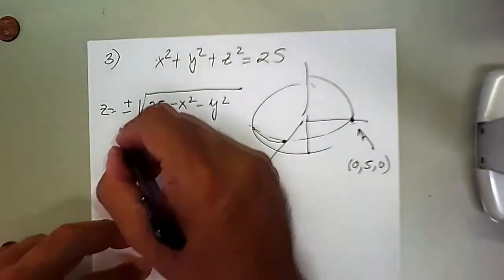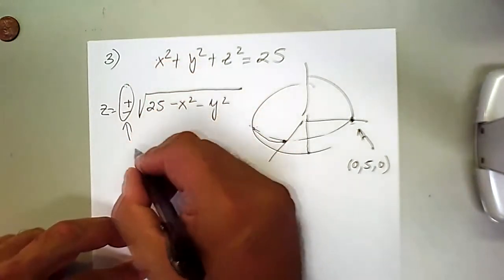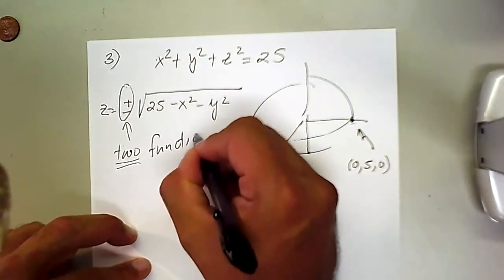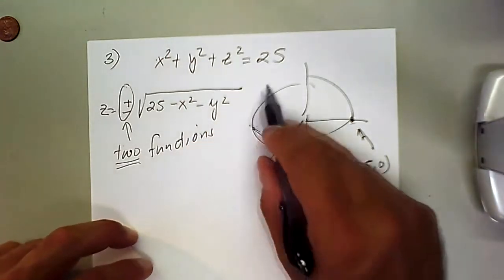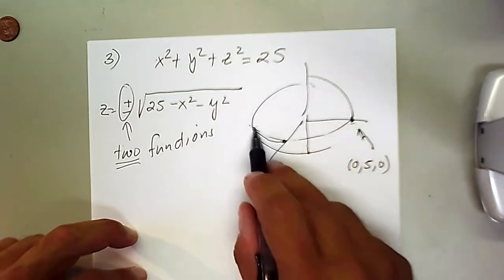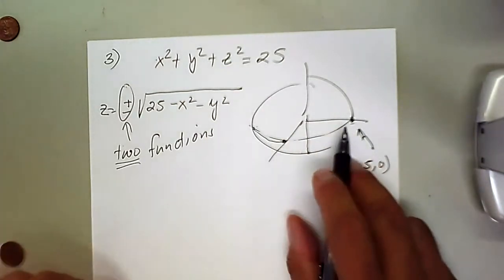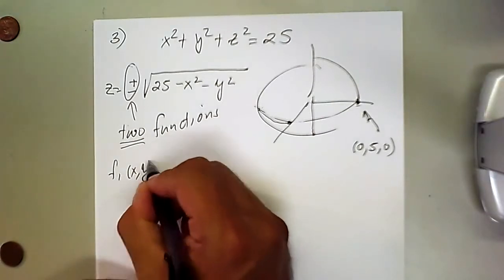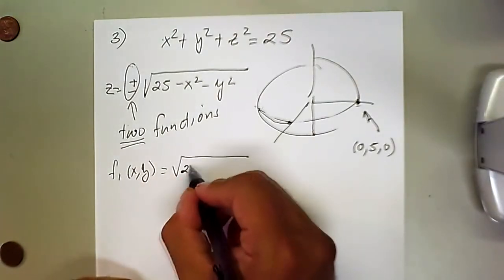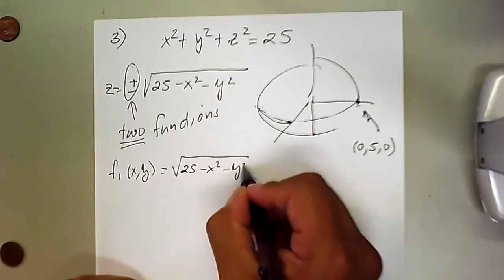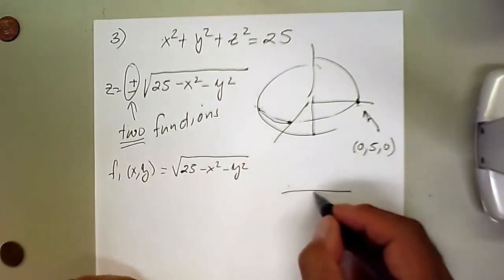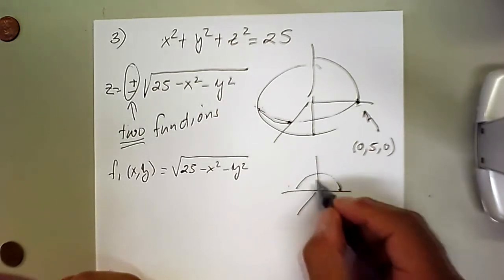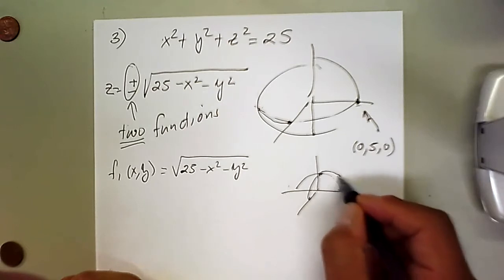That is actually 2 functions. It's not 1, it is 2 functions. One for the upper hemisphere and the other one for the lower hemisphere. So we have f1 of x, y, which would be the square root of 25 minus x squared minus y squared, and that is half of the sphere. So just half of it, no more, no less, just half.